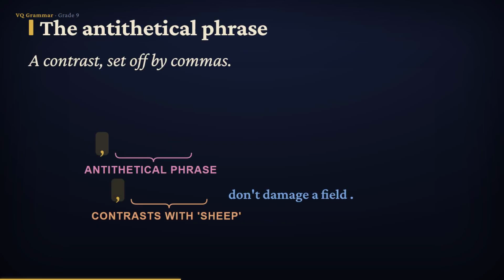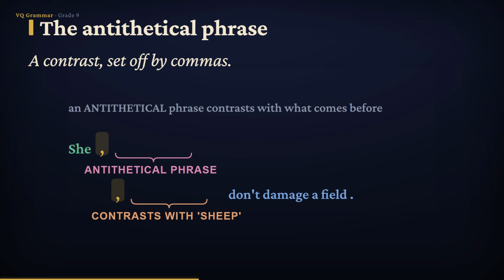Now for that second use I promised you, the antithetical phrase. Antithetical just means opposing, and an antithetical phrase is a little phrase that qualifies or contrasts with what comes right before it. We set it off with commas. Listen. She, not Michael, should have been elected. That phrase, not Michael, pushes back against she. It draws a sharp contrast, so we wrap it in commas.